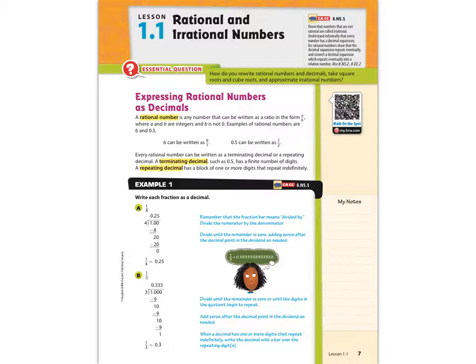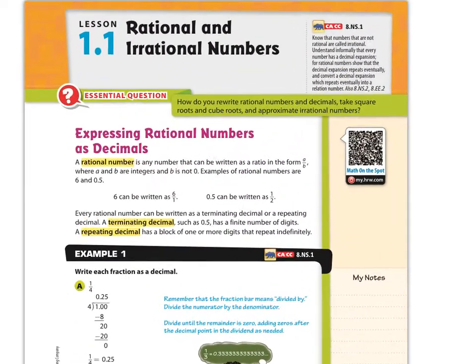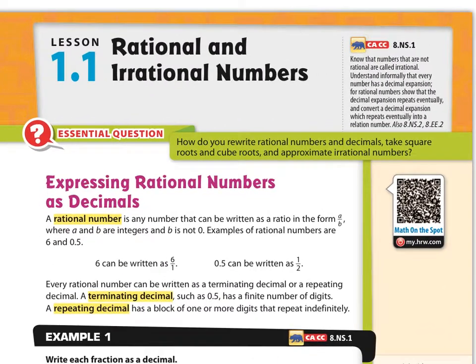This lesson is 1.1 rational and irrational numbers. The essential question here is, how do you rewrite rational numbers and decimals, take square roots and cube roots, and approximate irrational numbers? And the standard up at the top right is 8.NS.1.